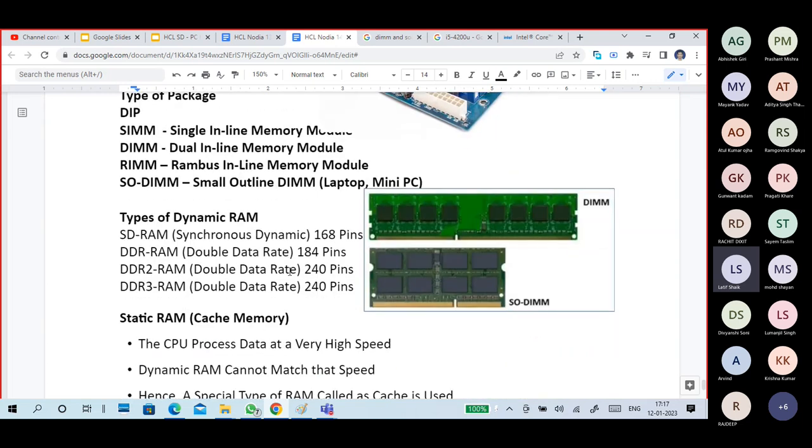Next, RAM comes in different packages. Out of those, two packages are DIMM and SODIMM. For laptops, we use the SODIMM package type of RAM, which looks smaller. The DIMM package is a larger one. Every RAM has its own pin configuration and notch configuration, so one RAM cannot be fitted into another RAM type of slot.